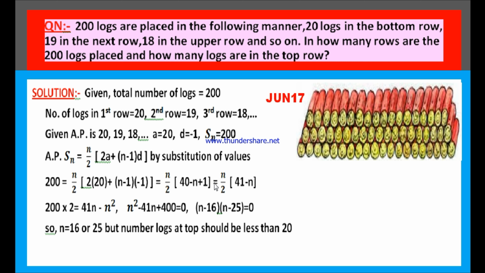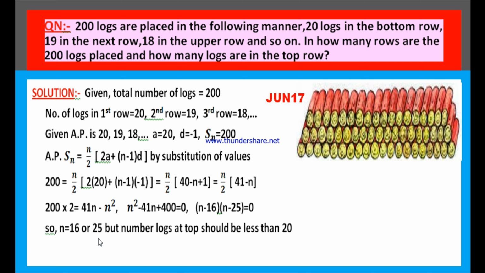Now take the divided by 2 to the other side. Then 200 into 2 is equal to n into 41, 41n, n into minus n square. Bring all to one side: plus n square, minus 41n, plus 2 into 200, 400 is equal to 0. Now if you find the factors of 400, 16 into 25 is 400, and their sum is 41. Therefore you can write this as n minus 16 into n minus 25 is 0. Then either n is equal to 16 or n is equal to 25.